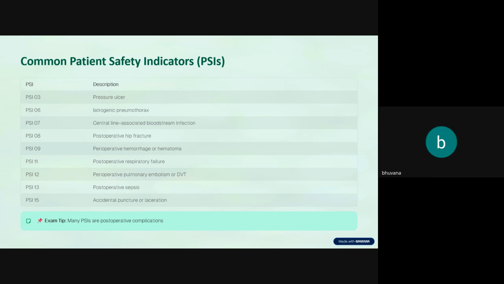These are some of the PSI indicators: pressure ulcer, pneumothorax, central venous catheter-associated bloodstream infection, hip fracture, hemorrhage and hematoma, pulmonary embolism, post-operative sepsis, then accidental puncture or laceration. So PSI 15, 13, 12. If you ask me, it is a little difficult to remember also.